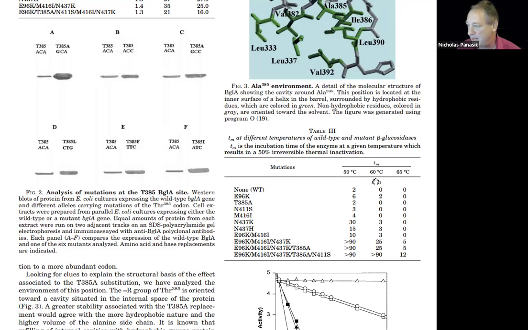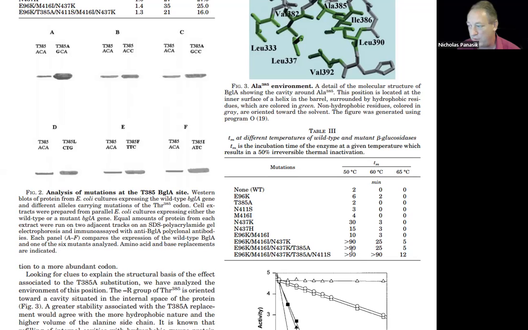And so they have 3 columns here: 50 degrees, 60 degrees, and 65. So wild type lasts for 2 minutes at 50 degrees, and it has no activity. It doesn't last at all at these other temperatures. Whereas you start looking down further along these mutants, like N437H, that's going to last for 15 minutes at 50 degrees, 3 minutes at 60, and 0 minutes at 65. And then when you combine all those mutations, it lasts greater than 90.